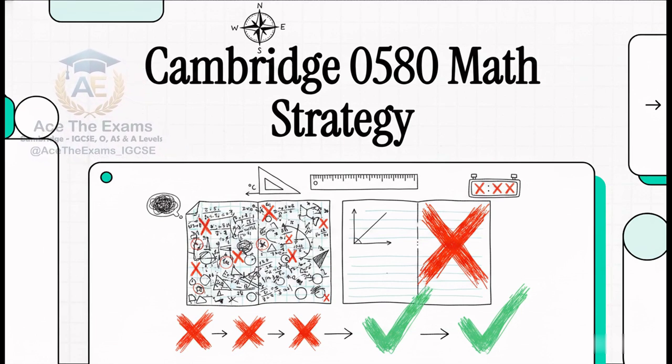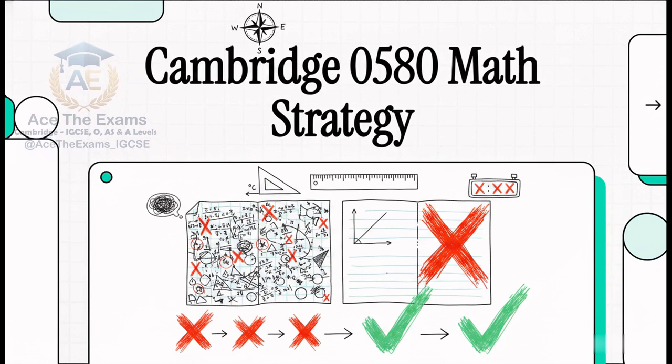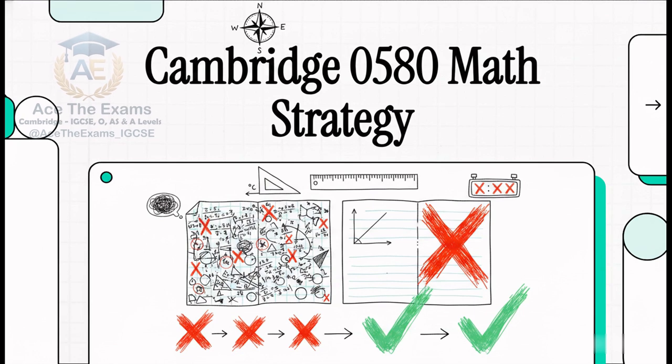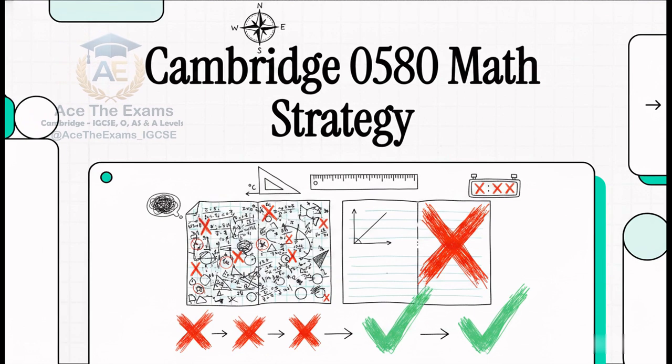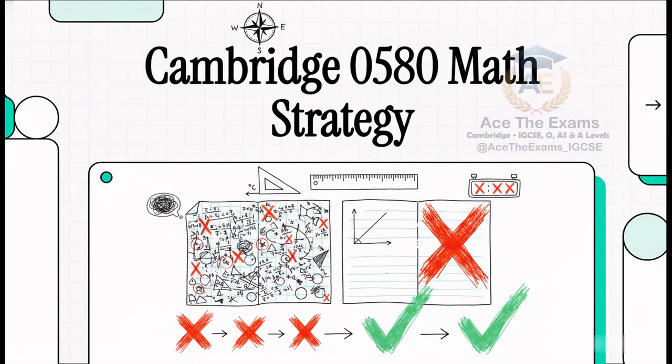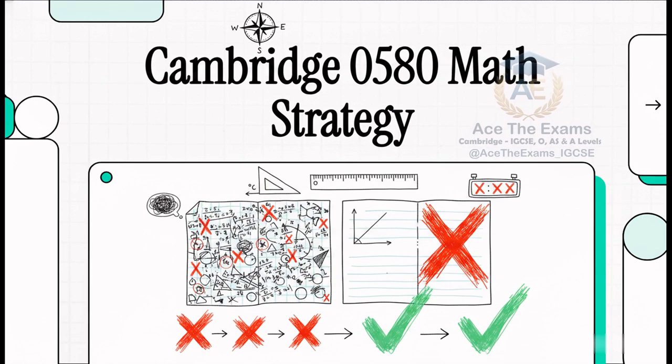Now look at Sam. Sam is in an absolute rush. Sam skips the command word requirements entirely, eyeball guesses the angles instead of actually measuring them, and drops 3 massive marks on what should be a straightforward 4-mark question. I mean, that used to be me, and honestly, it might be you right now. But today we are transforming those red marks into glorious green check marks.